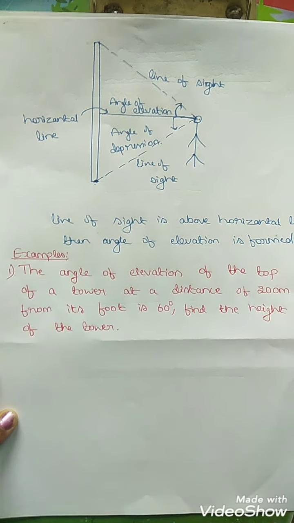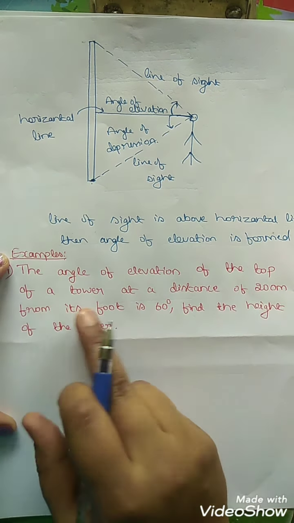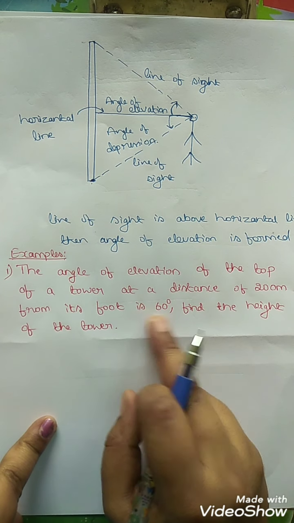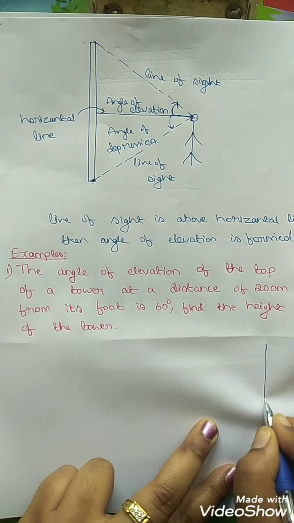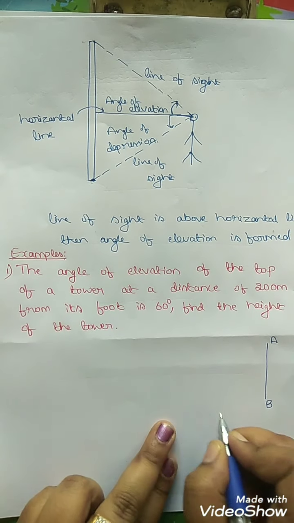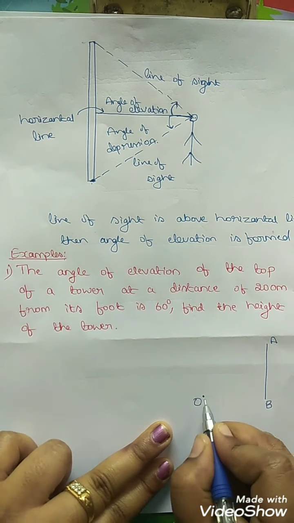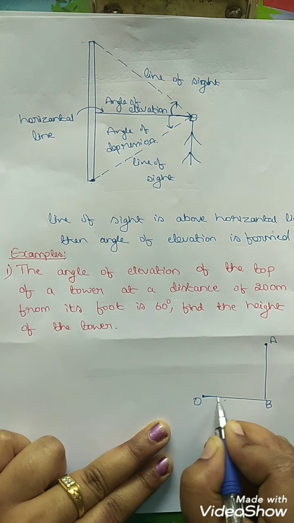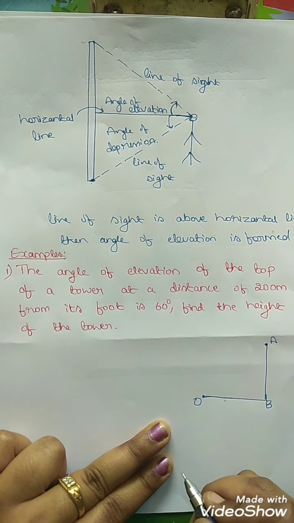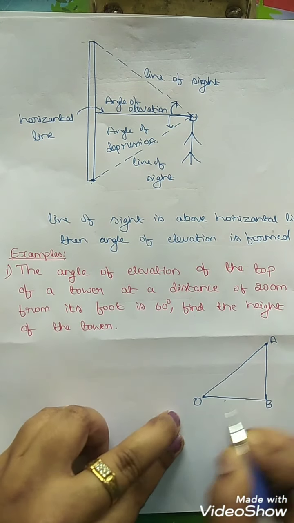First example: the angle of elevation of the top of a tower at a distance of 200 meters from its foot is 60 degrees. Find the height of the tower. Suppose AB is a tower and O is the point of observation, or position of the observer. The top of a tower means the object is above the horizontal line. We consider OB as the horizontal line. This is the point of observation, and the object is above the horizontal line.